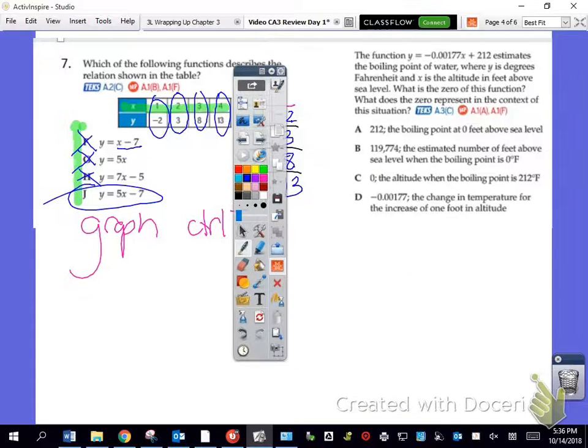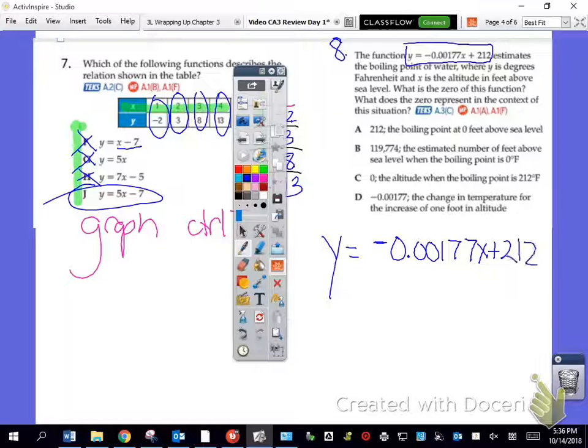Now, number 8, you have an equation right here. So anytime you have an equation, you probably want to rewrite it, because anytime you're given an equation or problem, you are going to use it. Okay, now the question says, I want to know what the 0 is. Remember, the 0 is the x-intercept.